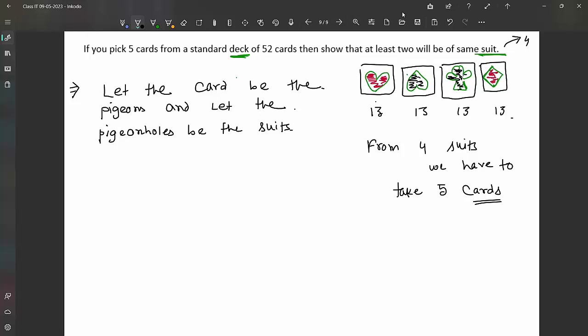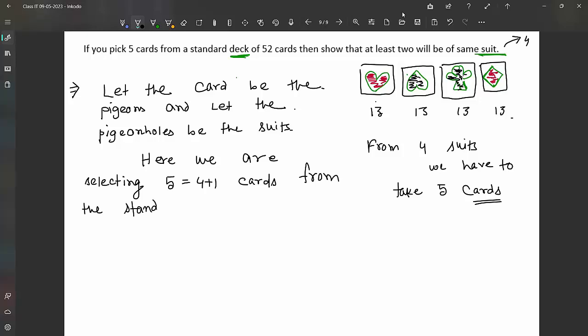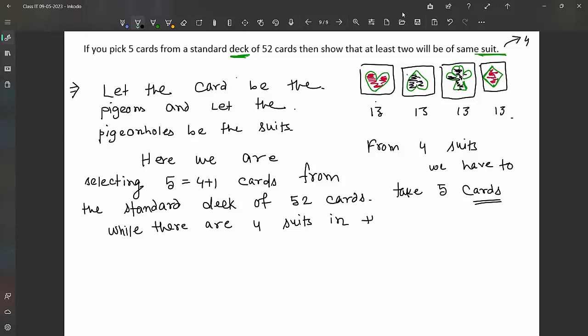So what we will write? Here we are selecting 5, which is equal to 4 plus 1, cards from the standard deck of 52 cards, and there are 4 suits in the deck of cards.